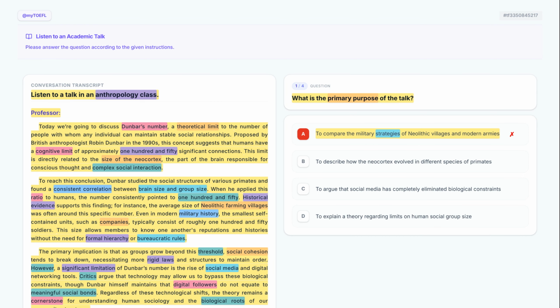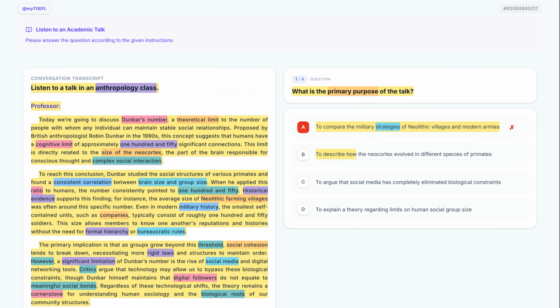Now, let's check what option B suggests. To describe how the neocortex evolved in different species of primates. This is a distractor. The neocortex is mentioned as a biological basis for the limit, but the talk isn't about how it evolved in different species.